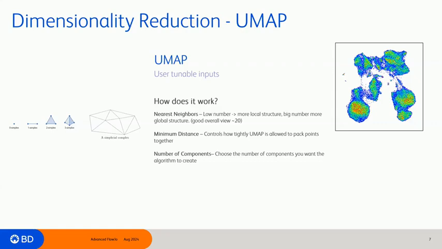The key idea behind UMAP is to maintain both the local and global structures of the data, allowing for more accurate and meaningful visualizations. So here we see some of the tunable options that are available when you initiate the UMAP plugin in FlowJo. There's nearest neighbors, minimum distance, and number of components.